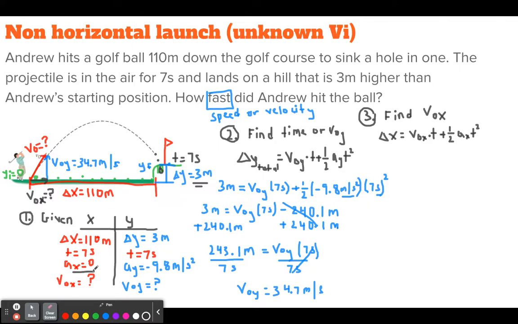So we know that acceleration in the x is equal to 0, so this whole segment of the equation will cancel out. We're told that delta x is 110, so for delta x, we're going to plug in 110 meters. We don't know the initial velocity in the x direction, so we're going to leave that as a variable. And time we have is 7 seconds. So we divide both sides of the equation by 7 seconds to get initial velocity by itself.